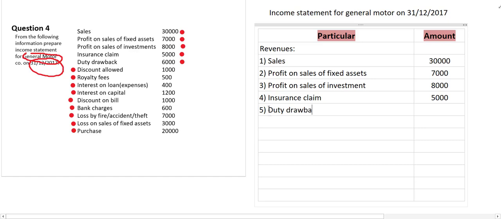drawback, right? Duty drawback. Return duty, it says. How many thousand is it? 6,000.